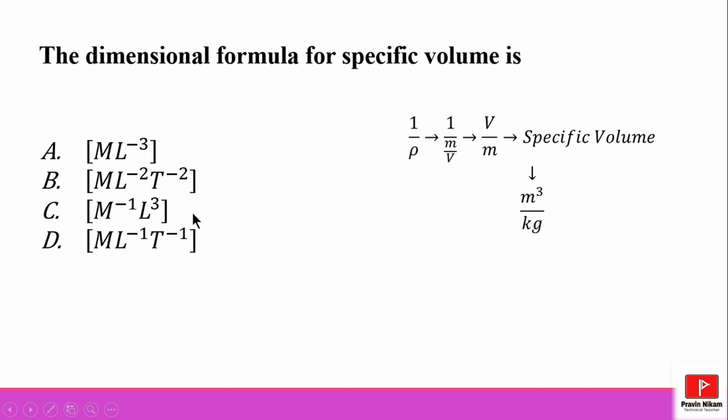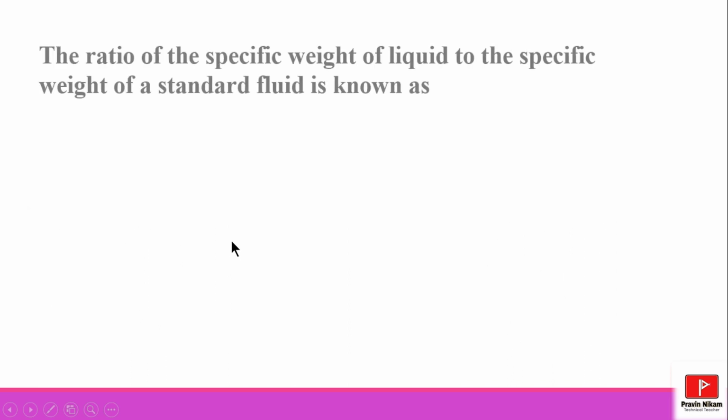Here L raised to 3 is available in option C. So obviously option C is correct, because in the other options there is -3, -2, -1. And M raised to -1, because M, that is mass, is in the denominator. And T raised to 0, here there is no second, so T raised to 0 means 1. So this is the way to find the answer. The correct option is C.